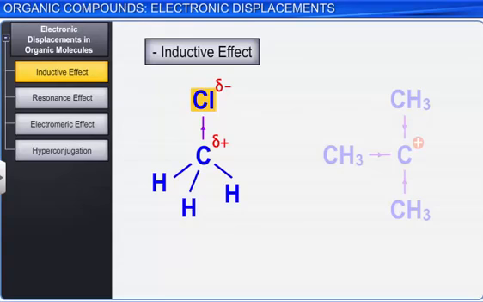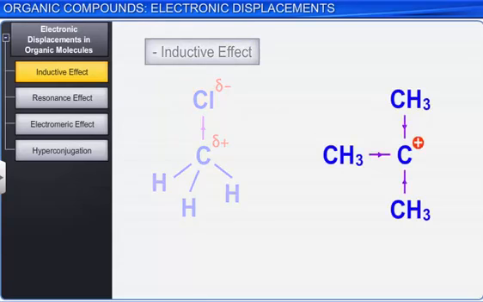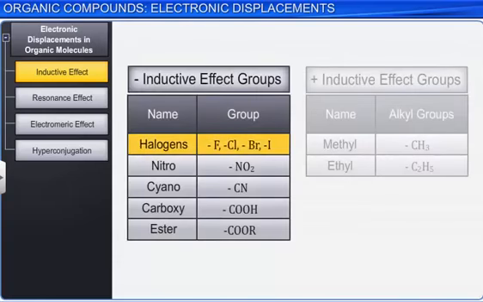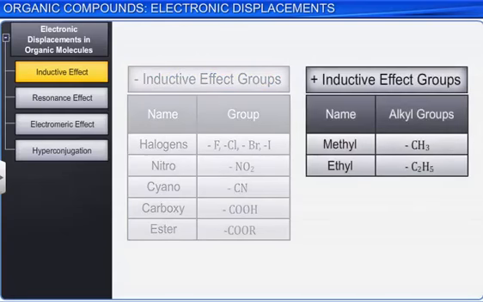On the other hand, if any atom or group attracts electrons less strongly than hydrogen does, then it is classified as electron donating group and is said to have plus inductive effect. Halogens, nitro, cyano, carboxy and ester groups are electron withdrawing or minus inductive effect groups. Alkyl groups, for example, methyl and ethyl, are electron donating or plus inductive effect groups.